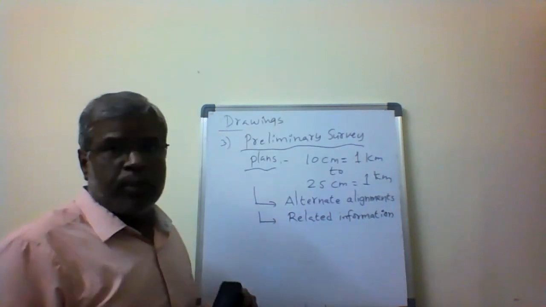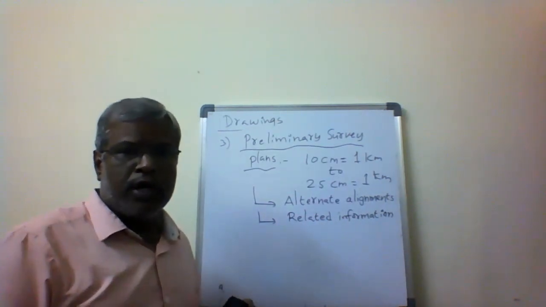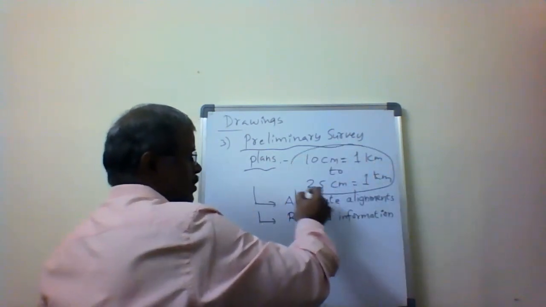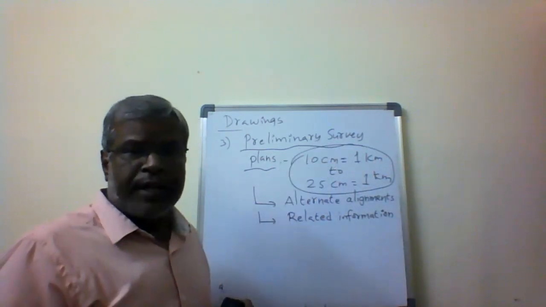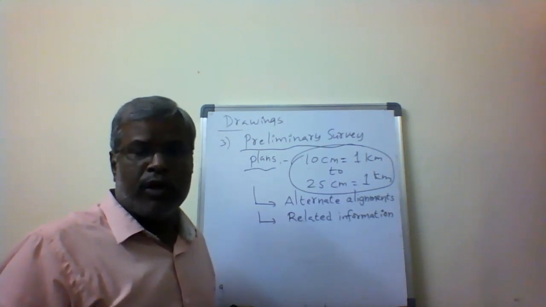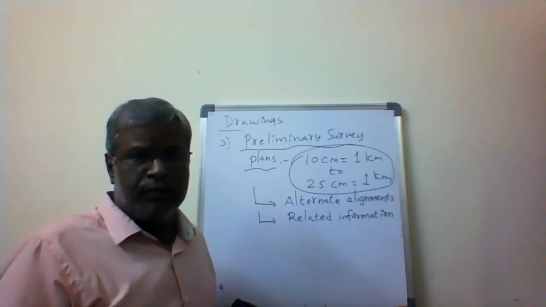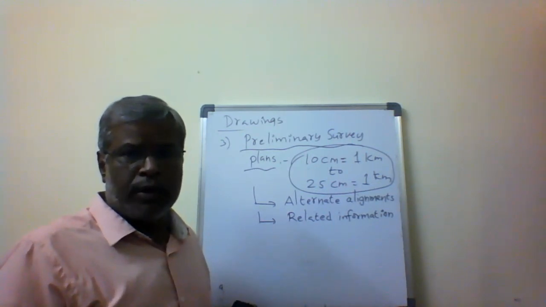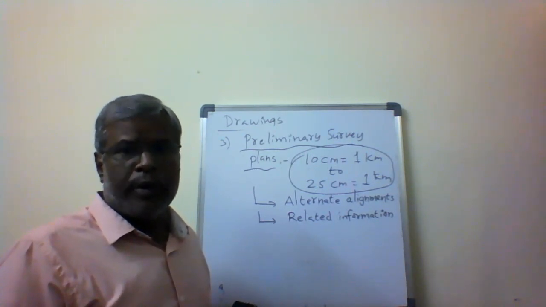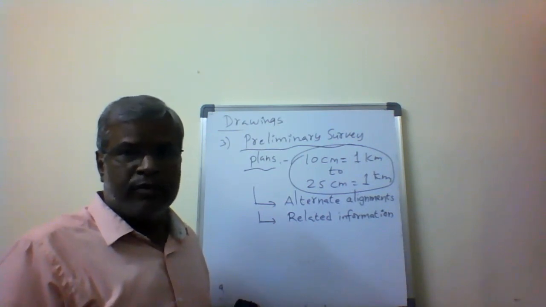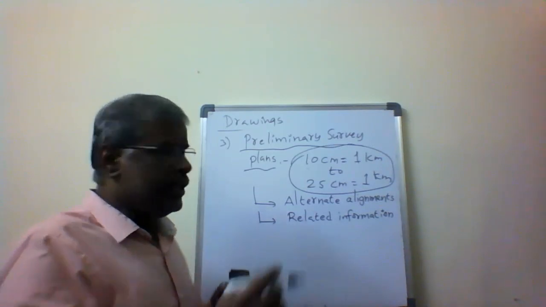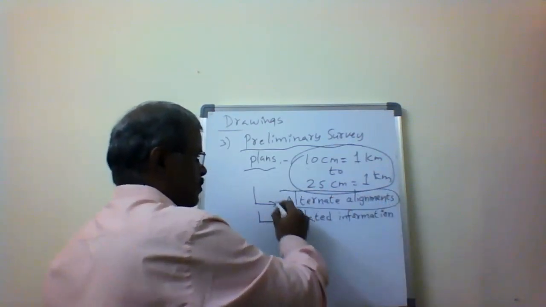So the preliminary survey plan is the first plan to be prepared. The scale will be there: 10 centimeter on the map equals 1 kilometer on the ground, and similarly 25 centimeter to 1 kilometer. The 25 centimeter to 1 kilometer scale is used to prepare the preliminary survey plans. What the preliminary survey plans give you is alternate alignments.